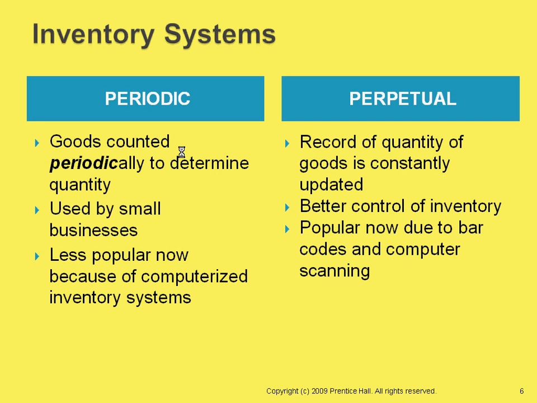A perpetual inventory system records the units that are purchased, the units that are sold, and the quantity of inventory on hand. Think about a Walmart, think about a Wawa. Every time you've got goods that are scanned at the register, this is updating the inventory system.